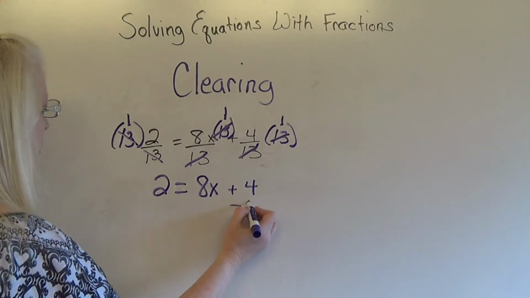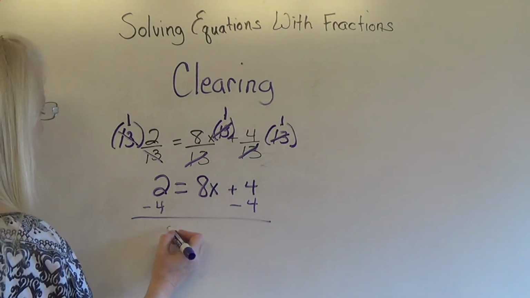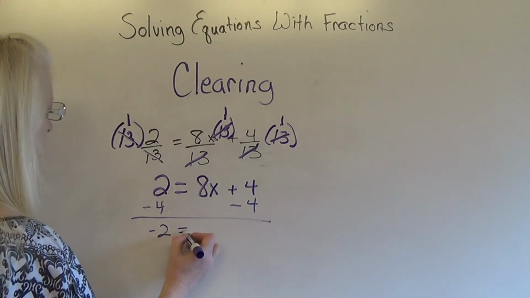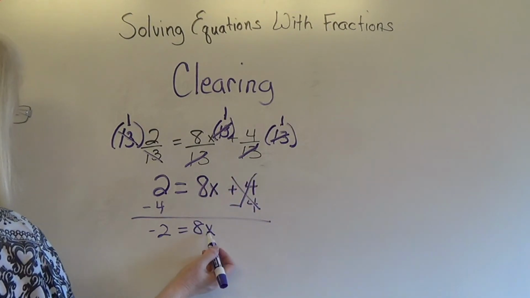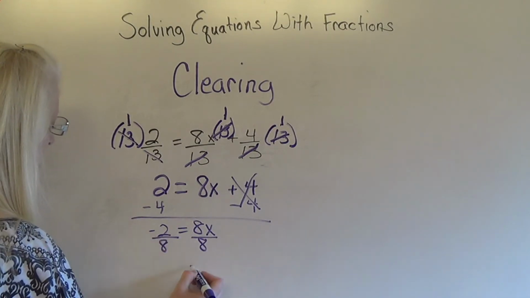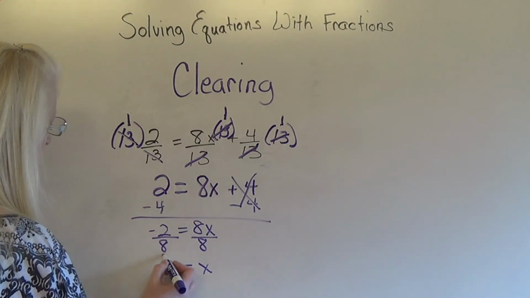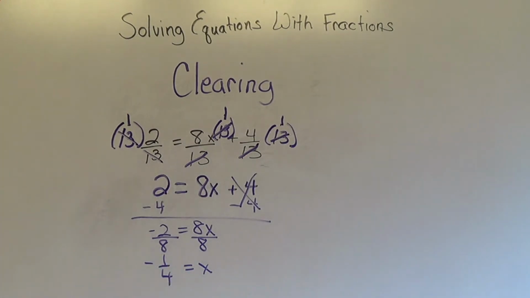Now I'm going to subtract 4, so I can get that 8x term by itself, which I did. The 8 is attached to the x through multiplication, so we want to undo that by using the opposite, which is division. And then we're going to simplify this fraction, and it's going to remain negative.